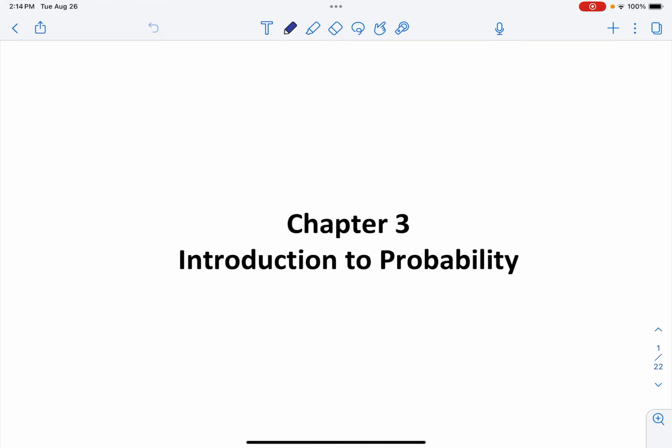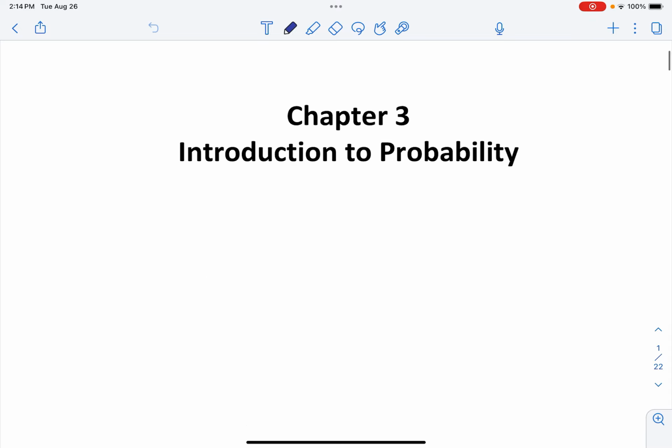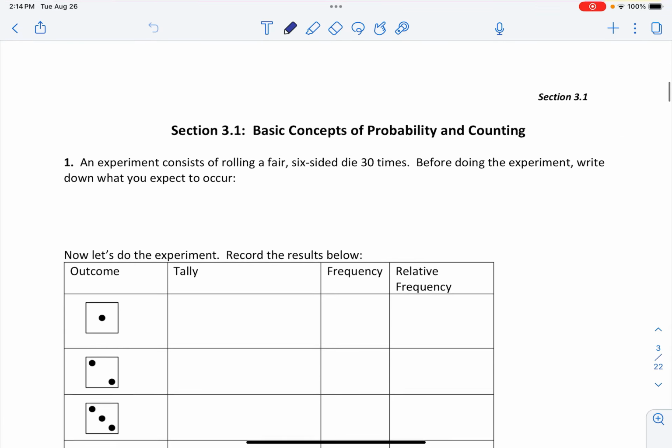Hey class, let's look into chapter 3. So we're going to get into probability. And to start things off, let's try a little experiment.